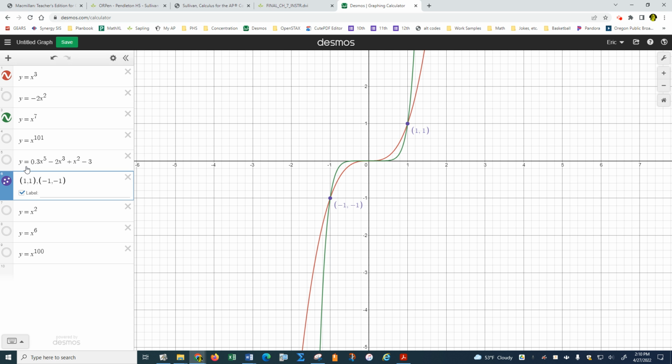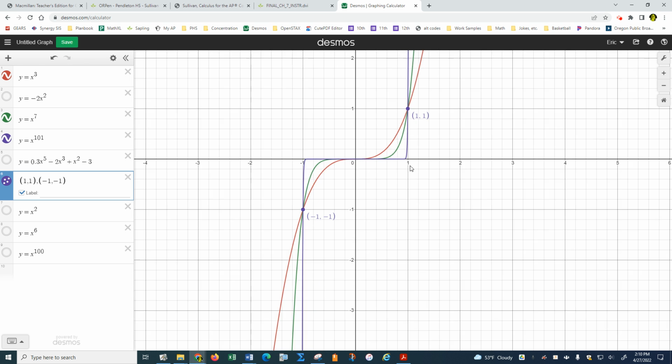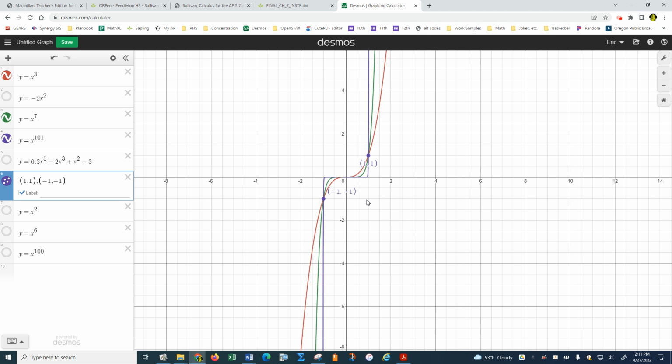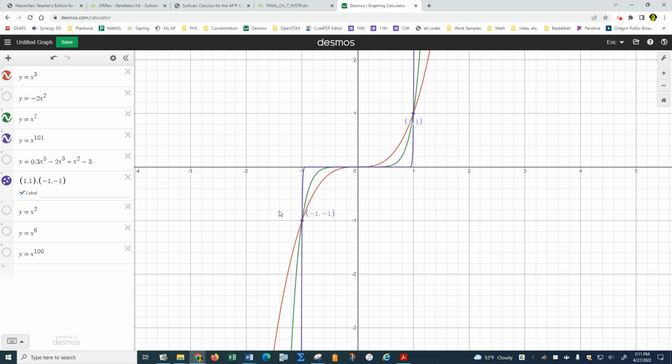Really squared off, right? But it's going to look basically like the red graph, only much, much more squared off. There you go. Again, it's not square. If I zoom in, I can see it's actually curved, but it just looks pretty squared off, okay?